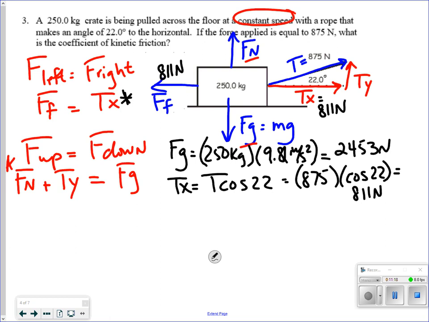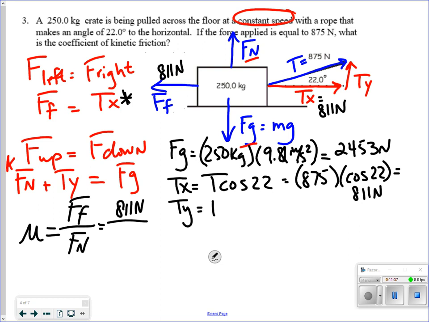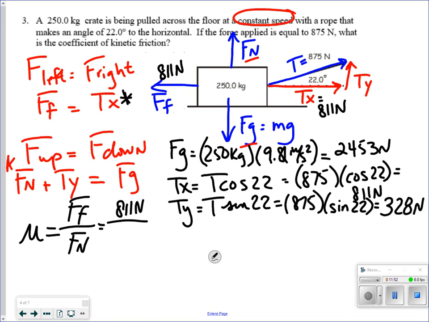And the reason I want to know that is because I'm looking for mu, and mu is going to be friction over normal. So I now have half of that done. So that's 811 over. All right, so our next step is going to be to find the normal force. If I'm going to find the normal force, then I'm going to need to know Ty. So Ty is going to be T sine of 22. So 875 sine of 22. And that's going to be 328 newtons when I do the math there.